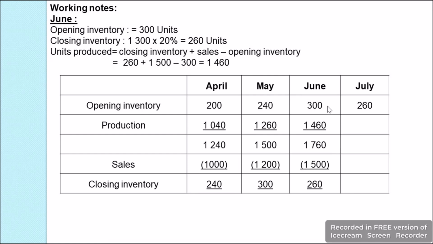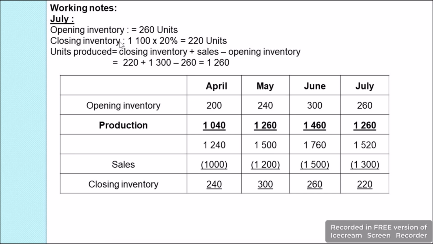Now we'll make the production budget for June. It will be 300 units as opening inventory, then 1460 as the units to be produced. The total will be 1760. From here we subtract the sales of 1500. We get the closing inventory as 260 units. This is the closing inventory for the month of June, and it will be the opening inventory for the month of July. Now for the month of July, the opening inventory which we have is 260 units.